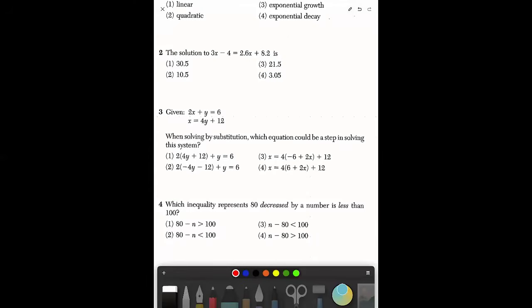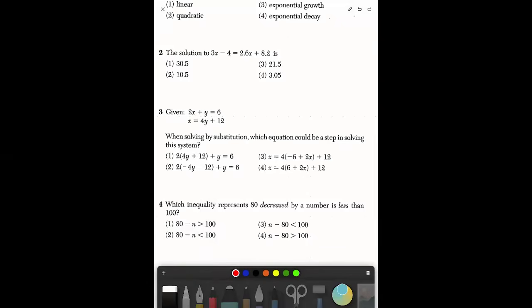I'm going to do question number 3 from the August 2026 Algebra 1 exam. Basically, they've given us a system of linear equations, 2x plus y equals 6, and x equals 4y plus 12. Now, if you're solving this algebraically, since x is by itself, you should use substitution. You would substitute the x in for here, and then you would have one equation, and you would solve for it.